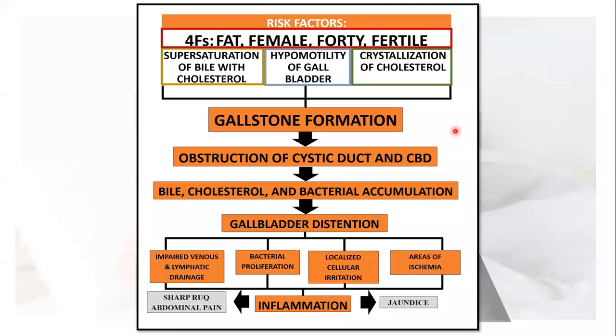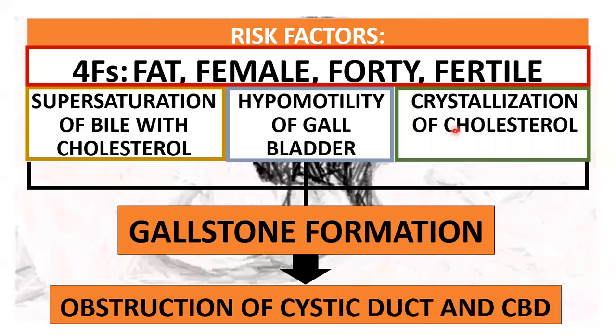So here is the overview of our CPC. We'll be discussing each of these by section. So let's start with the risk factors. An important mnemonic would be the 4Fs, which stand for fat, female, 40, and fertile.